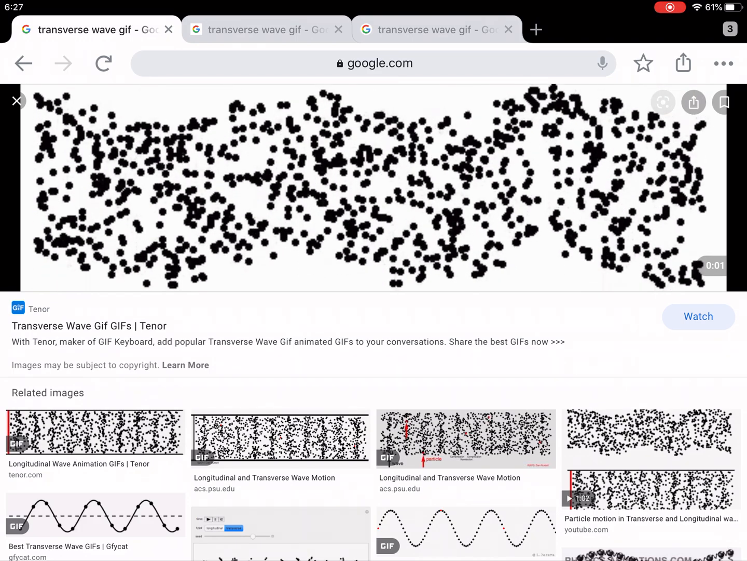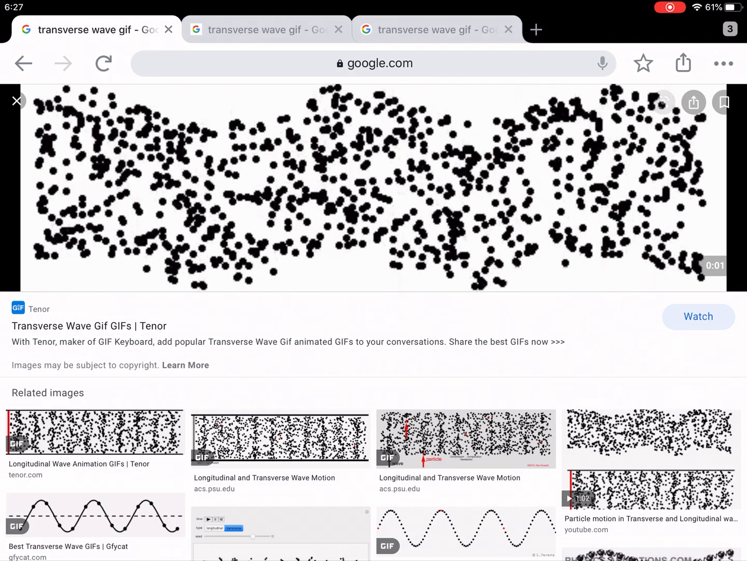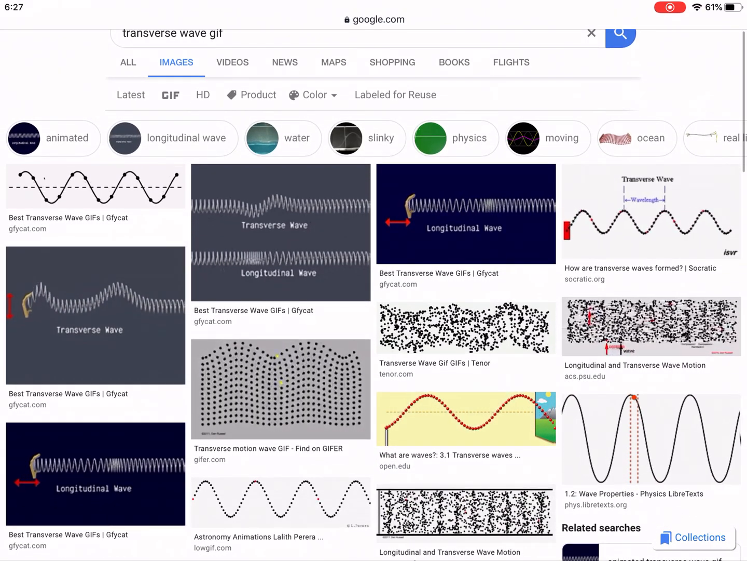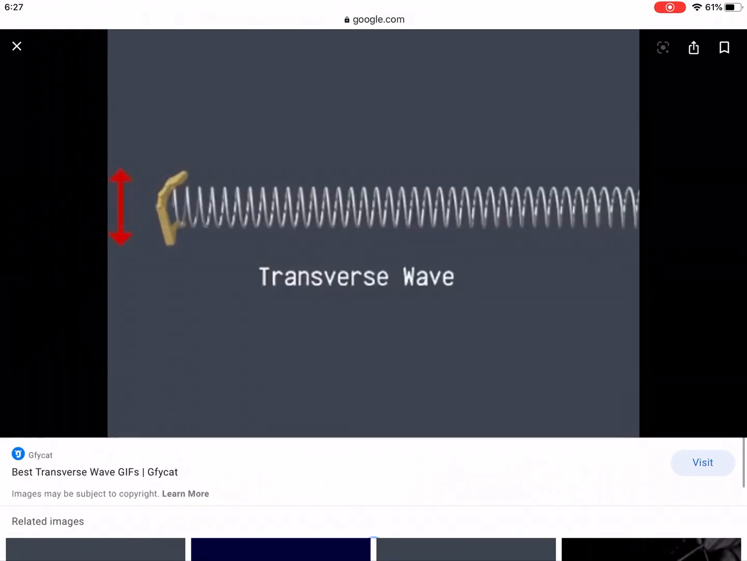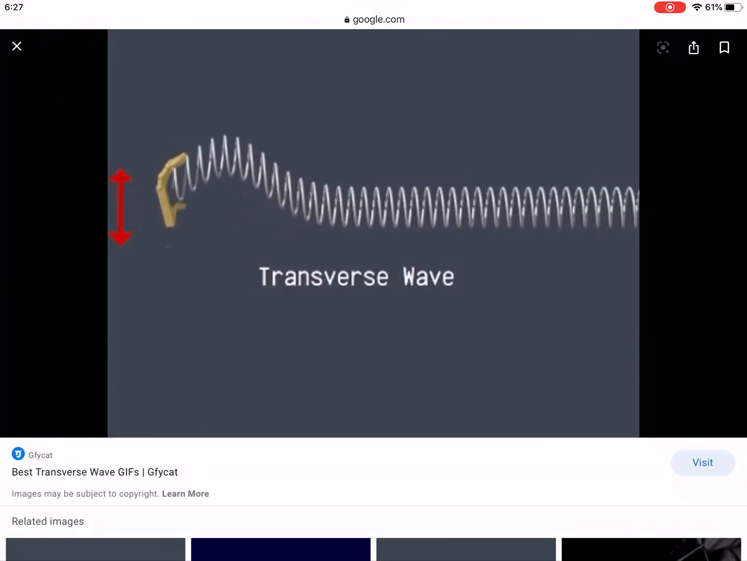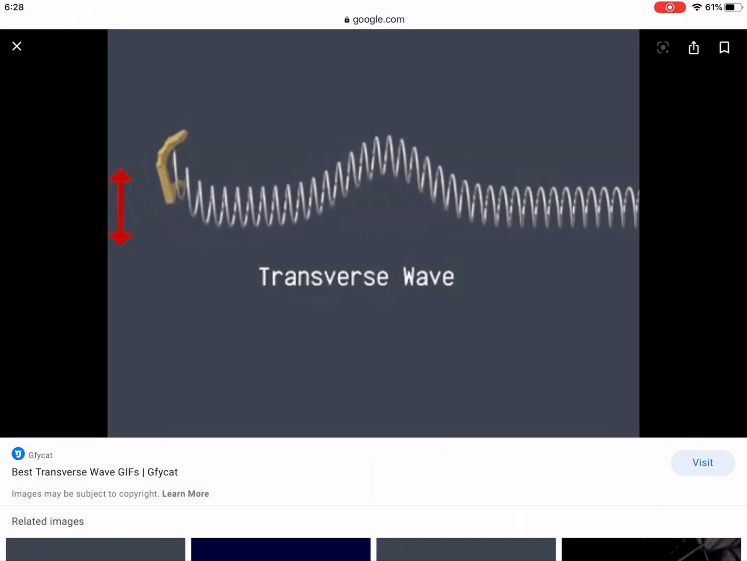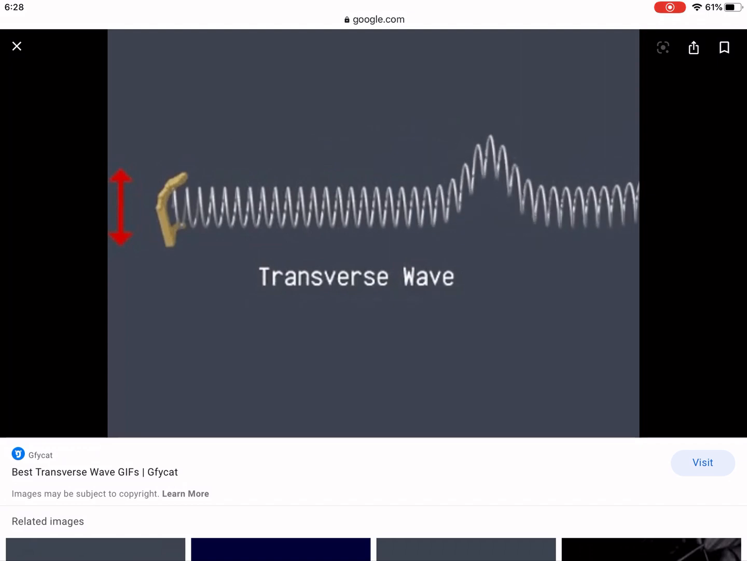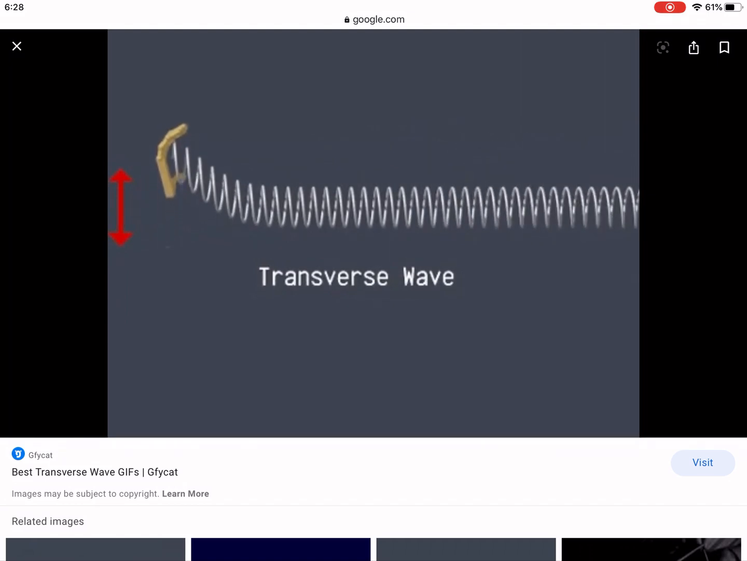This is very much like shaking a slinky, like this. So you hold a slinky. A slinky is a great model for this because all of the atoms are connected by a spring, because it is a spring. So you shake the medium up and down.